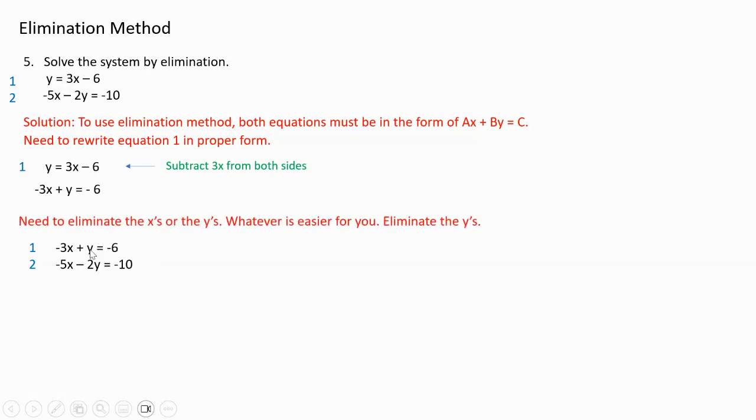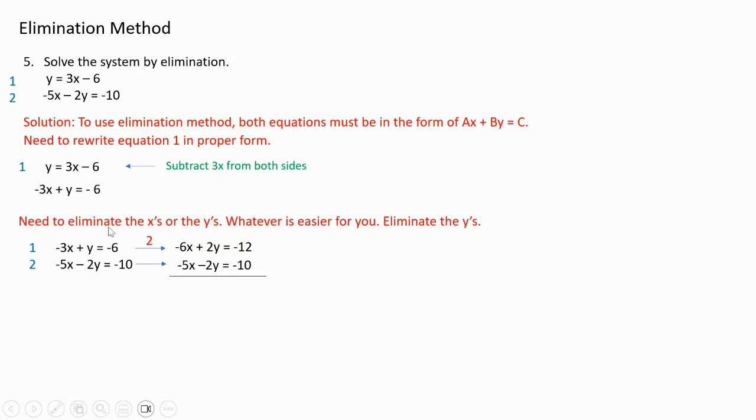Okay, now, if I'm going to eliminate the y's, this must be a 2 there for the y, because 2y minus 2y will give us 0y, right? They'll be eliminated. So I'm going to multiply the whole equation by 2. So we're going to multiply 2 times negative 3x, 2 times y, and 2 times negative 6. That's my result. Equation 2, we'll just bring over. Now we get to add them.